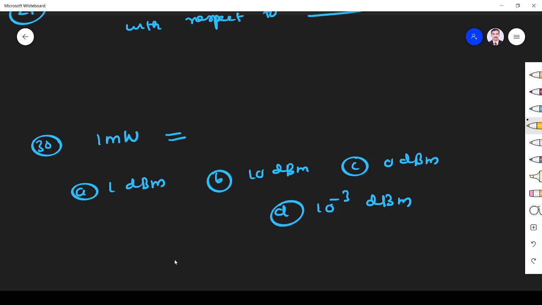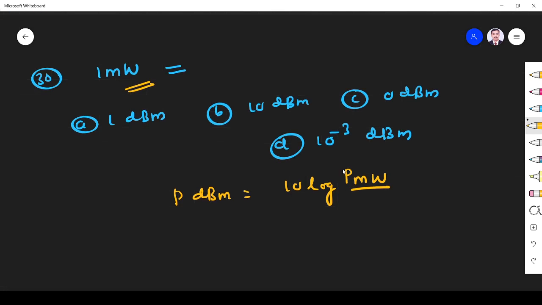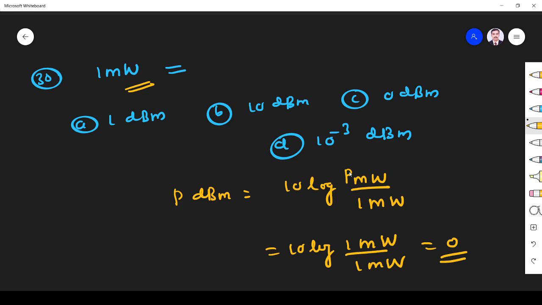We know power in dBm is given by 10 log of P in milliwatt. The power in dBm is the power measured with respect to 1 milliwatt. So 10 log of 1 milliwatt divided by 1 milliwatt, that is equal to 0, since log 1 is 0. The answer is 0 dBm. Fine? Okay.